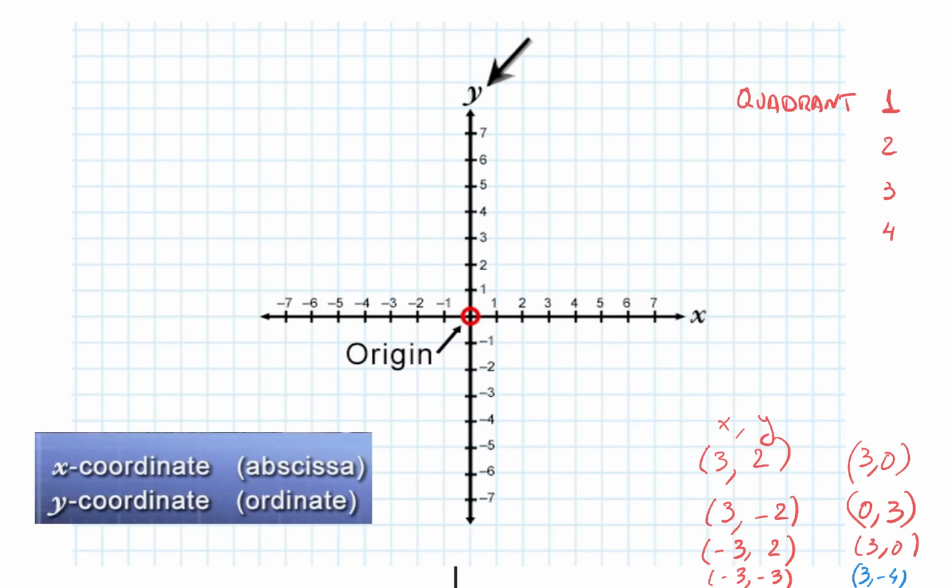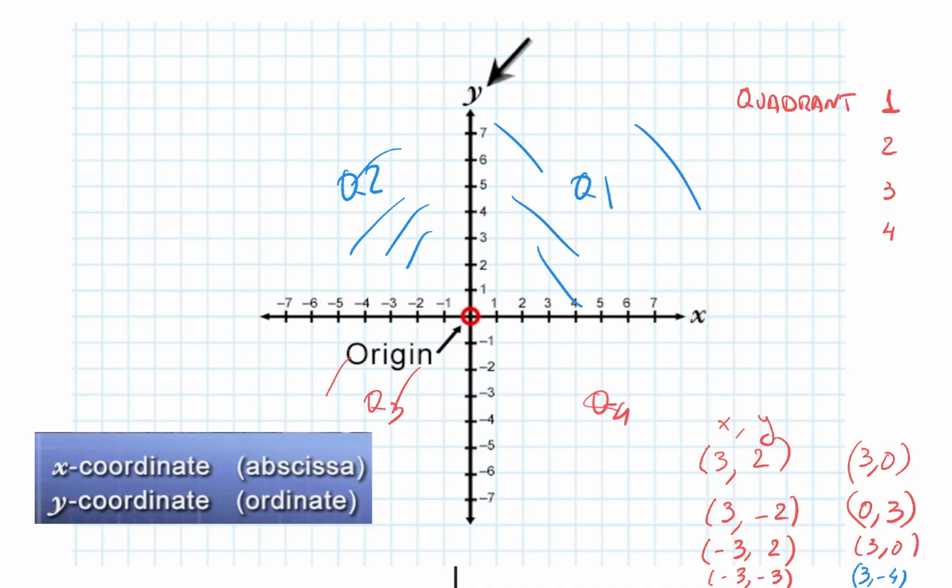So this is quadrant 1. This is quadrant 2. This one is quadrant 3, and this one is quadrant 4. So we need to be sure in what quadrant the point is that we are going to represent. So let's erase all this, and we practice.